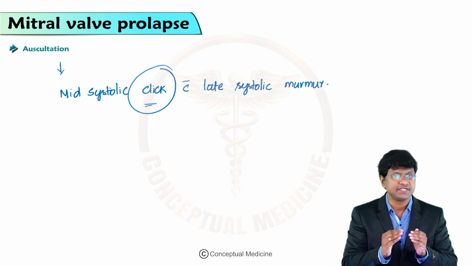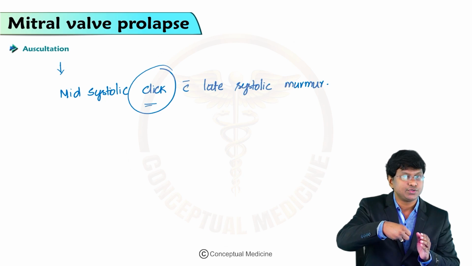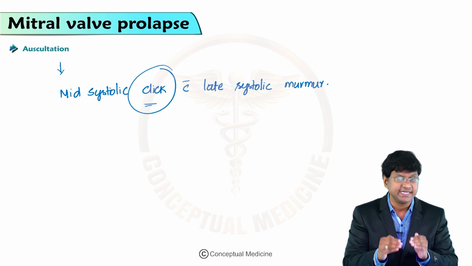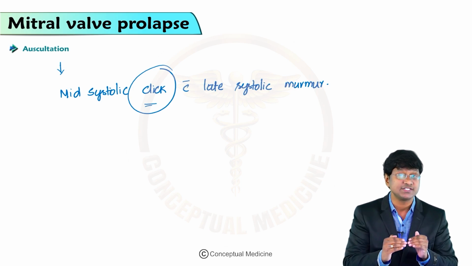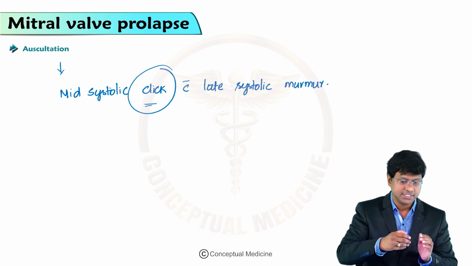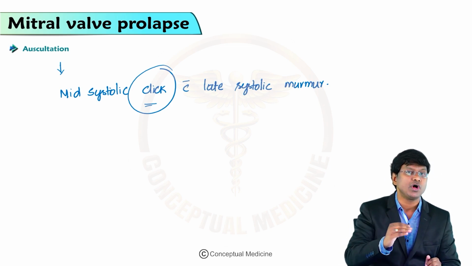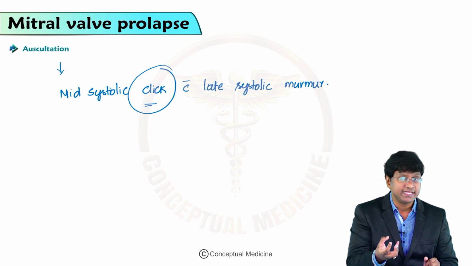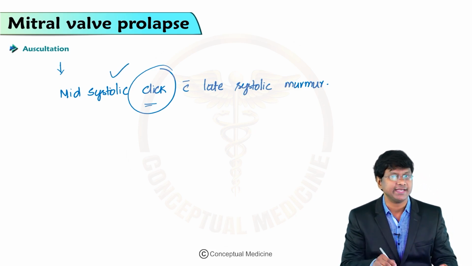And these prolapsing leaflets, once they stretch the chordae tendineae to the maximal extent, there will be a sudden stoppage of this excursion, that is, further movement of the chordae tendineae does not occur beyond a certain limit. So that will give rise to a click, and that will give rise to a systolic click.